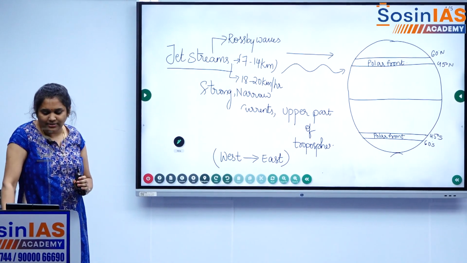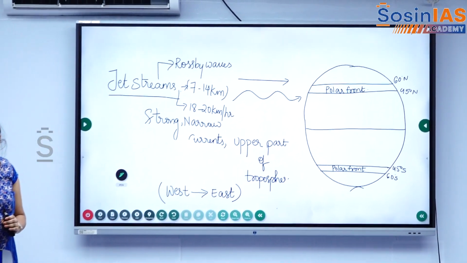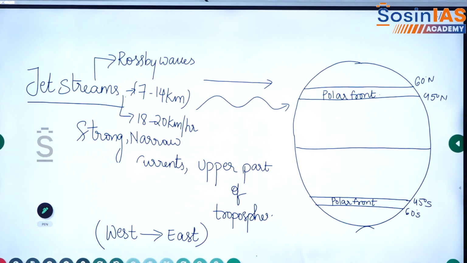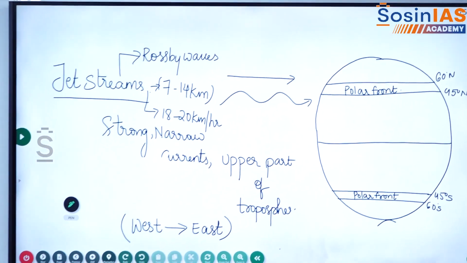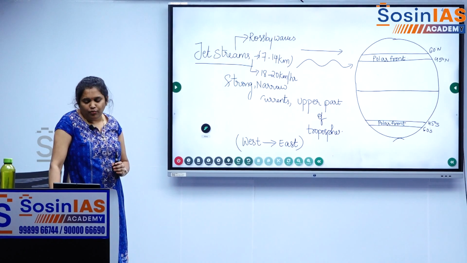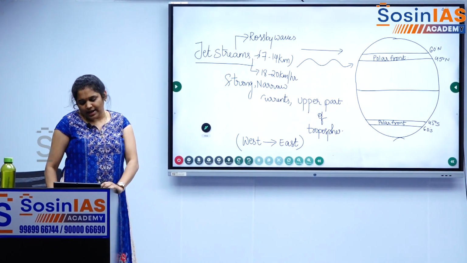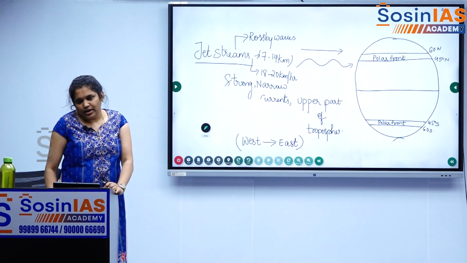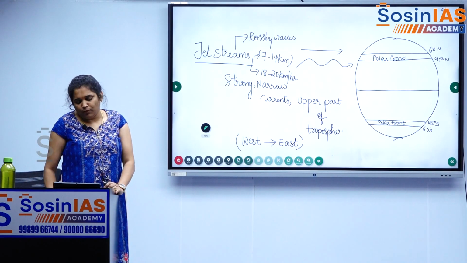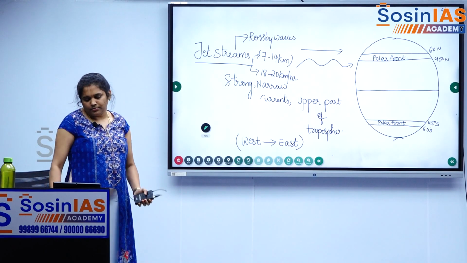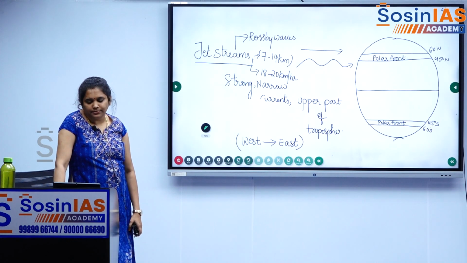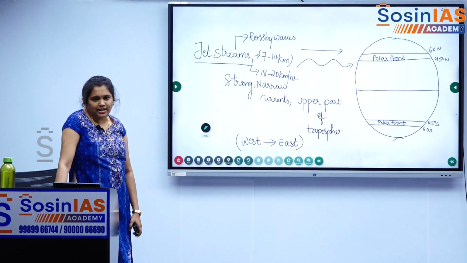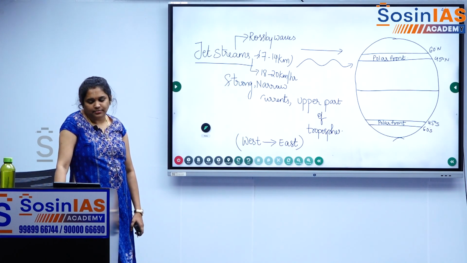Now please write: polar front jet stream. Okay. When warm and cool air masses converge, we observe a subpolar low pressure between the polar cell and the Ferrel cell.